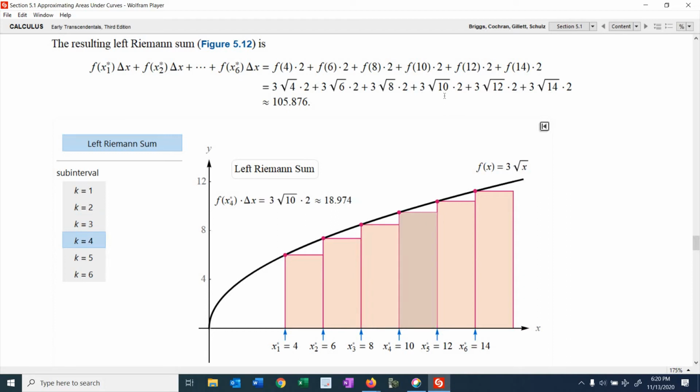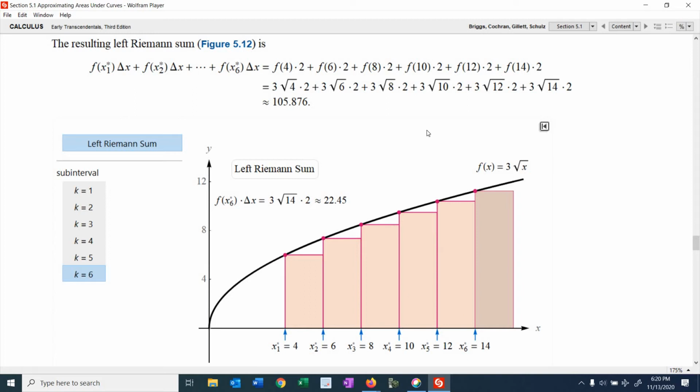For this one, the left endpoint is 10. Plugging 10 in gives you the height, 3 times the square root of 10, times the width, which is 2. That's the area of the fourth rectangle. For the fifth one, the left endpoint is 12, so the height is 3 times the square root of 12, times the width of 2. And finally, for the sixth rectangle, the left endpoint is 14. You plug that into the function and get 3 times the square root of 14, times the width of 2. That's the area of the last rectangle, and when you add all those together, that gives you the left Riemann sum.